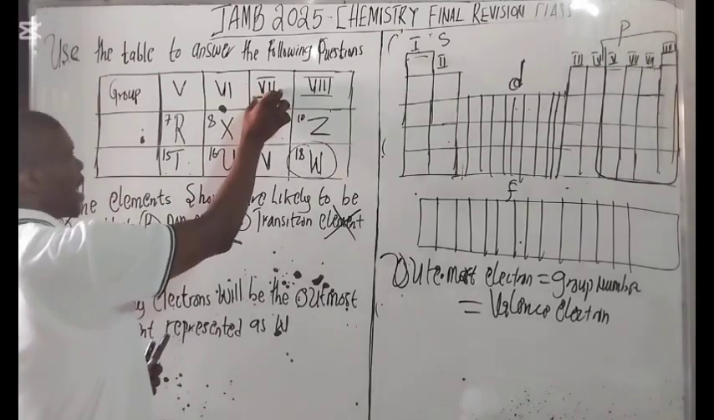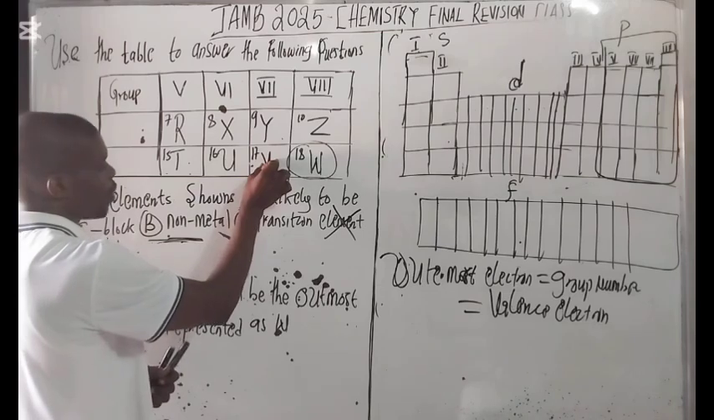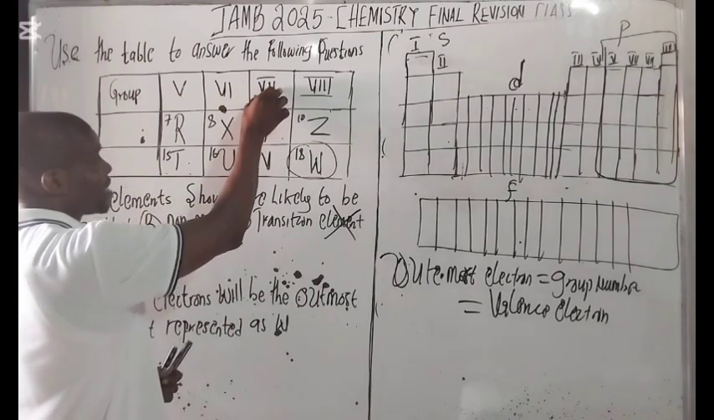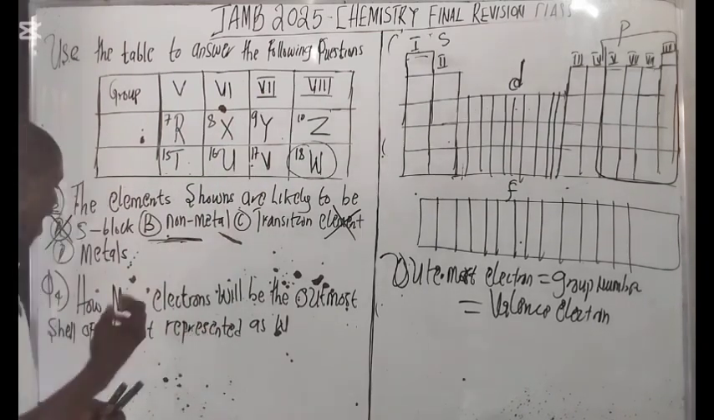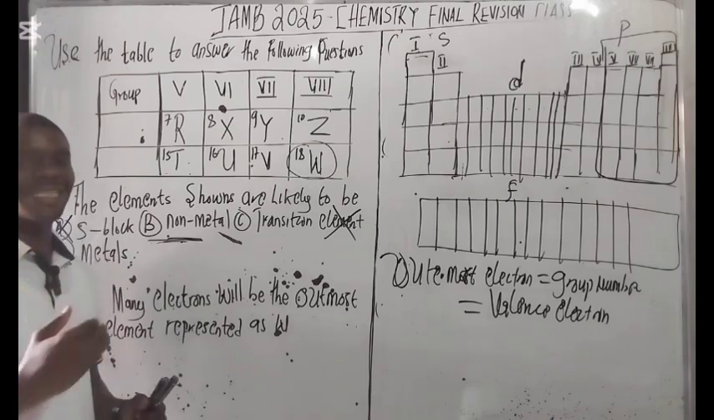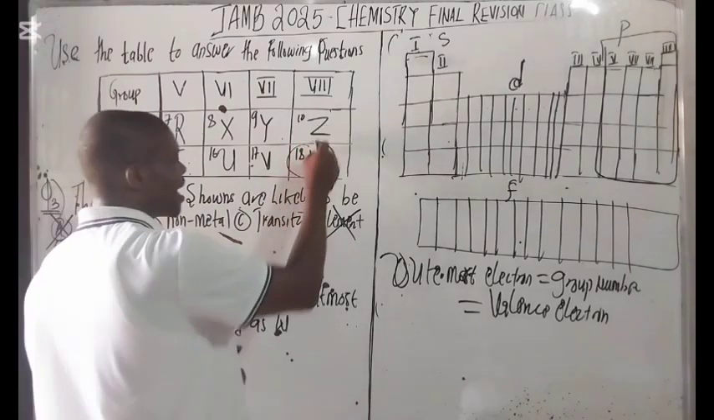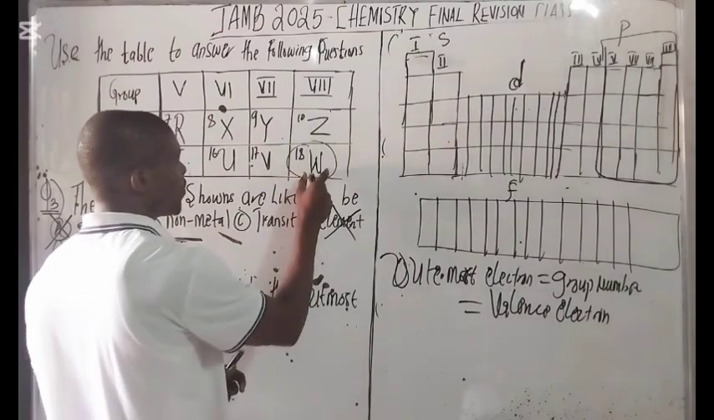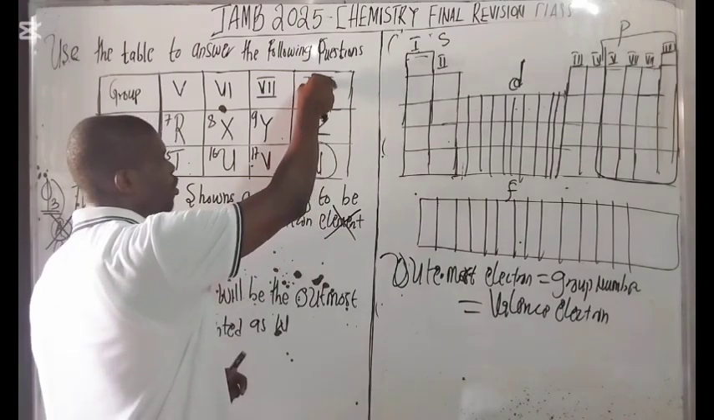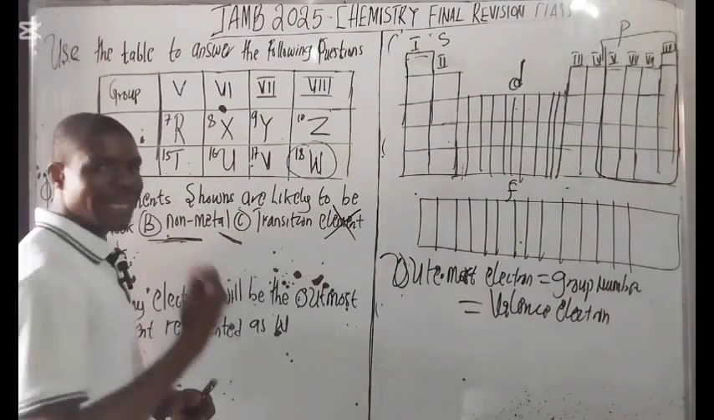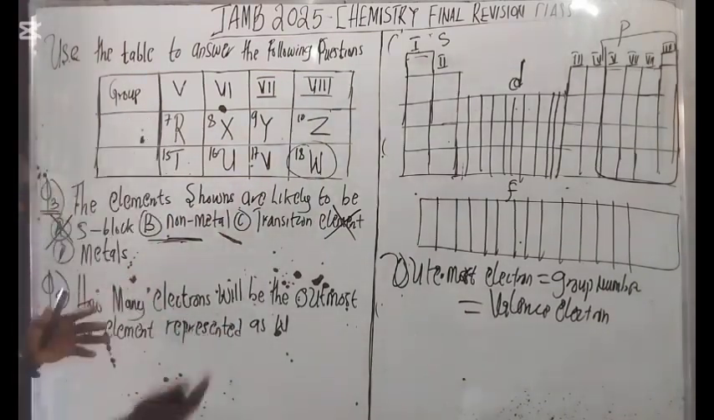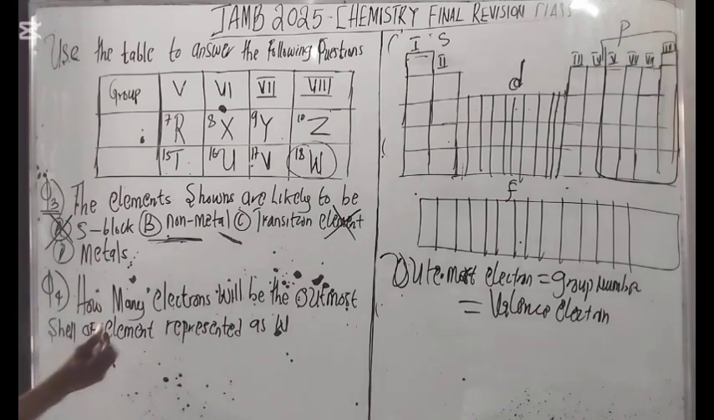Yeah, Y and W and V, they are in group 7. Therefore, the atom's electron is 7. The valence electron is 7. Z and W, they are in the same group here. Then what is under group 8. So the atom's electron is 8. So the valence electron, no option here, but the answer is 8.